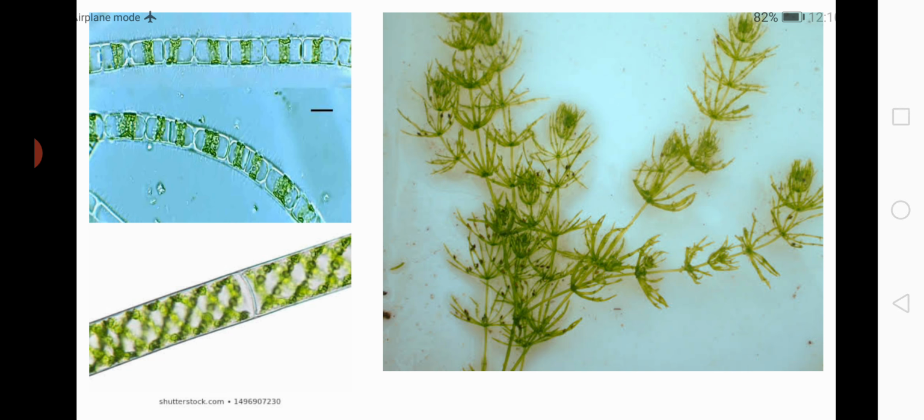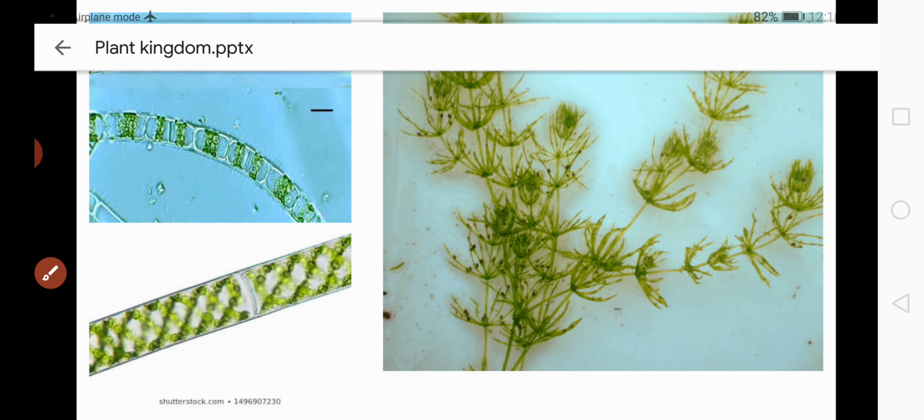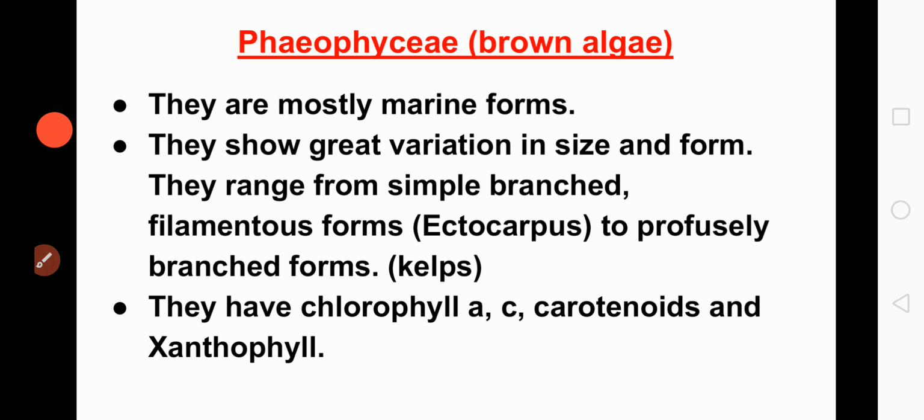Right? Okay, we'll move on to the next class, class Phaeophyceae. The members of class Phaeophyceae are commonly called brown algae, and the characters are as follows. They are mostly found in marine habitats. The majority of brown algal members are found in marine habitats, and they show great variation in size and form.